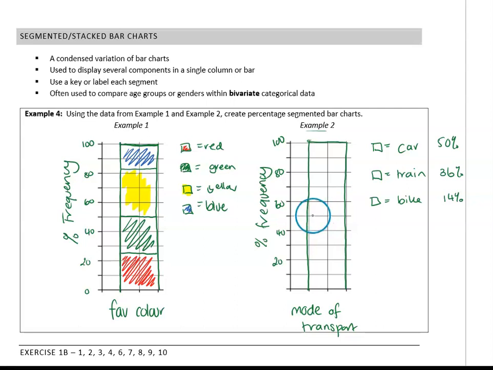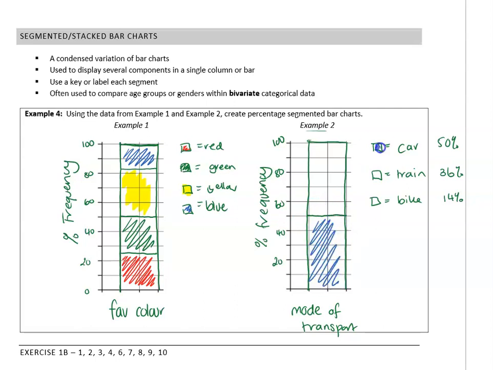So car at 50% brings me up here, and I'll pick up a colour for car, shade in my key. I then had 36% for train, so from 50, another 36, keep moving up, gives me to 86. And shade that in. And finally, I should have left at the top 14%, and I do just check that and say, yep, so bike is that black category, 14%.